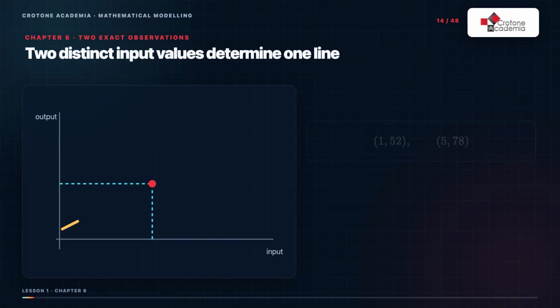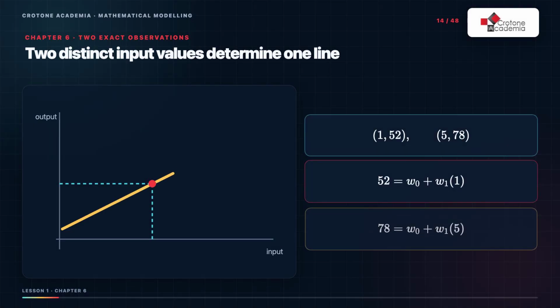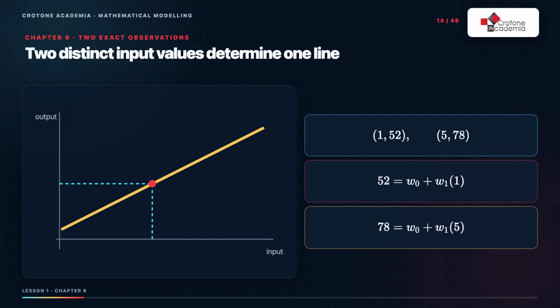We can demonstrate the reverse problem exactly using two observations with different input values: 1, 52, and 5, 78. Assume the selected line must pass through both points. Substituting the first point into y hat equals w0 plus w1x gives 52 equals w0 plus w1 times 1. The second gives 78 equals w0 plus w1 times 5.